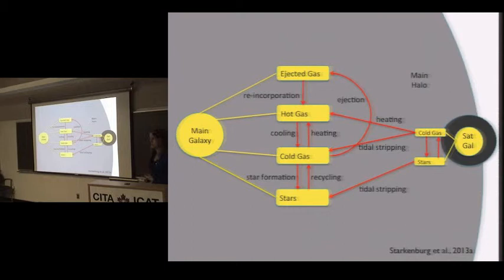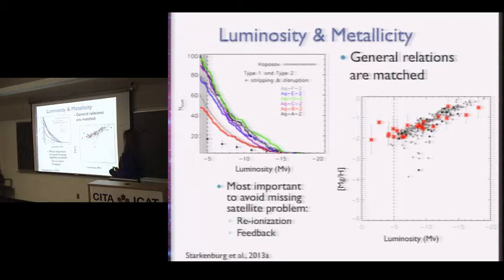So we think that the main galaxy still has a very big hot halo around it, and we're just removing the hot halo from the satellite galaxy in the stripping process. So what you get if you implement a very simple description like this is actually quite a good match of what we think the Milky Way is.